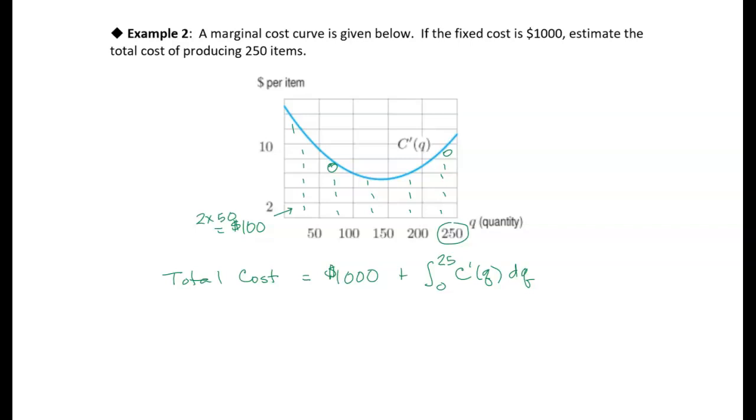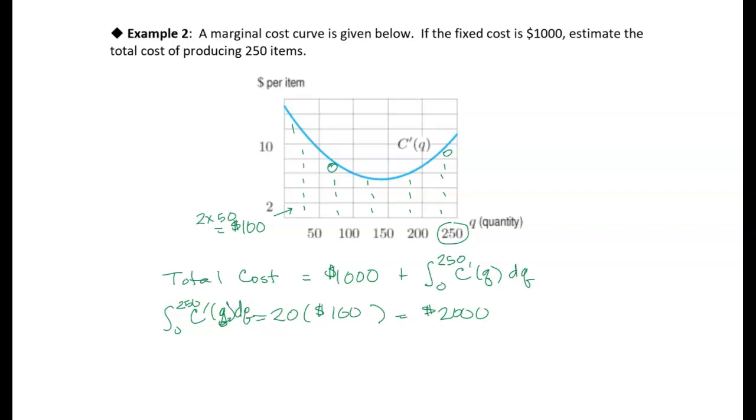And if each grid square represents $100, then we have 20 times $100, which is $2,000. That is our integral from 0 to 250 of the marginal cost curve, Q dq.